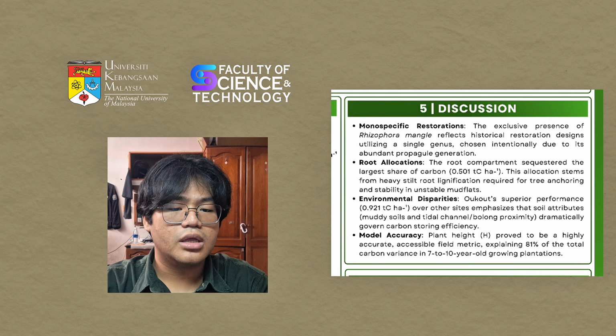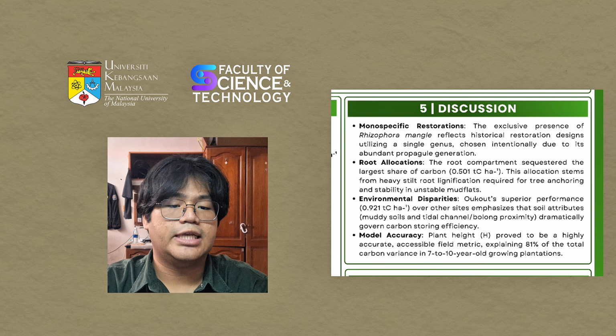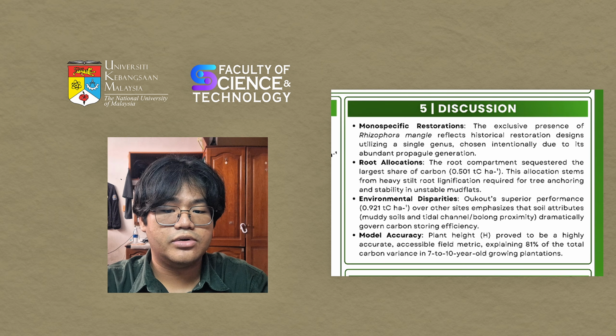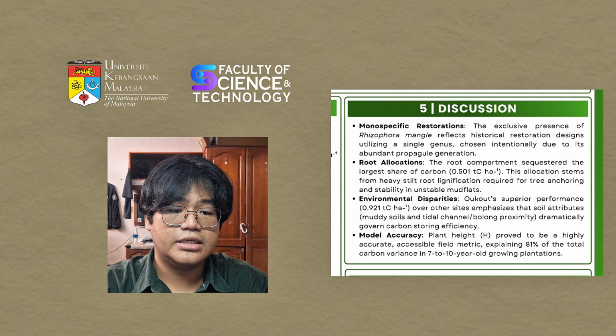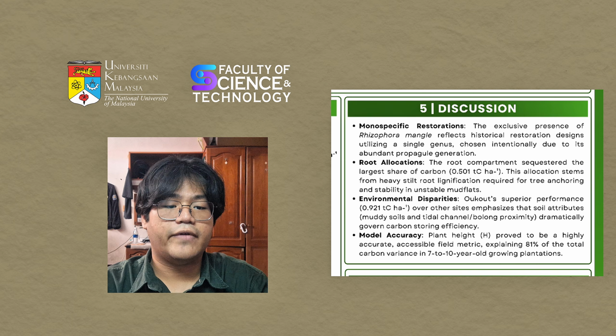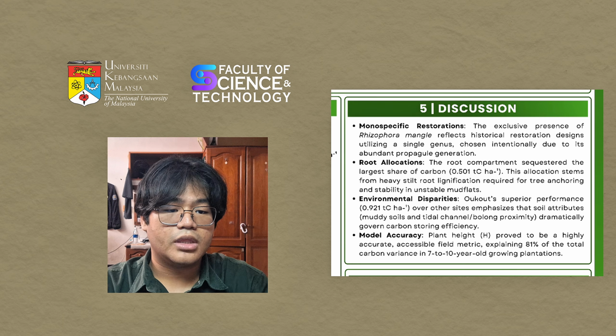For the root allocation, the carbon sequestration is largest at the root, which is at 0.501 ton carbon per hectare. This allocation stems from the heavy root lignification required for tree anchoring and stability in unstable mudflat.